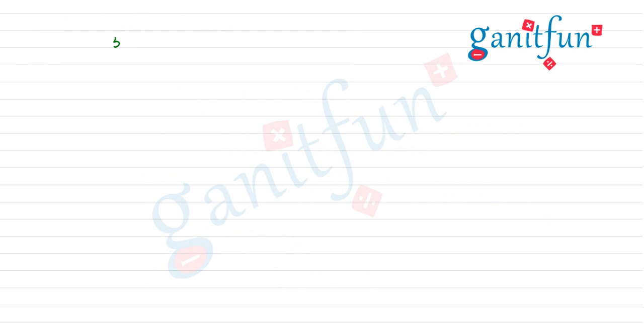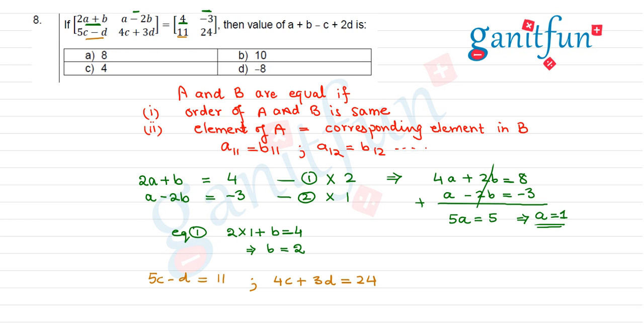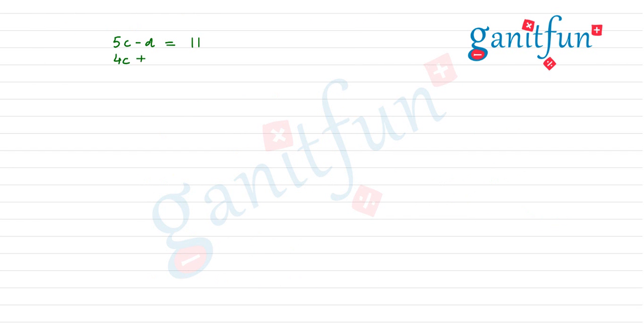So 5C minus D is equal to 11 and 4C plus 3D is equal to 24. So we can say that this is equation number 3, this is equation number 4. Now in this case we will eliminate D. So we will multiply equation 3 with 3 and equation number 4 by 1. When we do that, equation number 3 will become 5 into 3, 15C minus 3D is equal to 11 into 3, 33, and 4C plus 3D is equal to 24. This equation will remain the same.